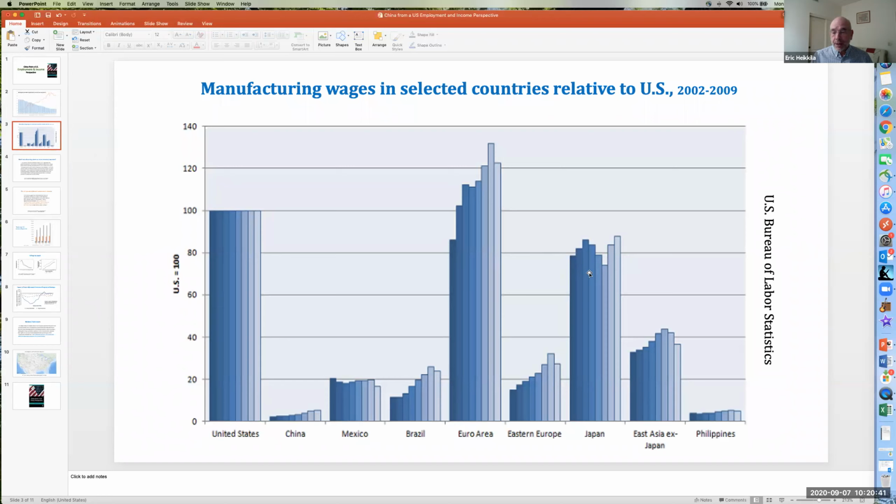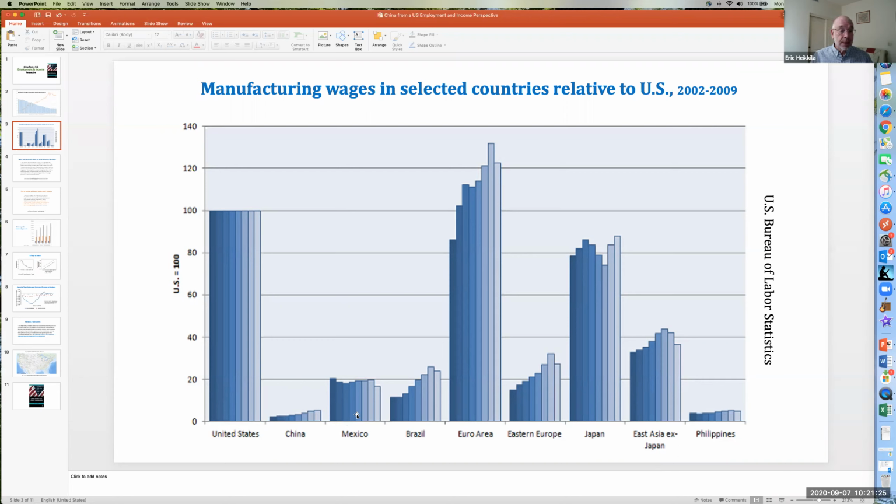We see that on a kind of global scale, where US manufacturing wages for different years are all indexed at 100 for basis of comparison, we see that really only Europe, and to a somewhat lesser extent, but also significant, Japan, have manufacturing wages that are comparable to those in the US. In the rest of the world, the manufacturing wages are much lower, including in China.